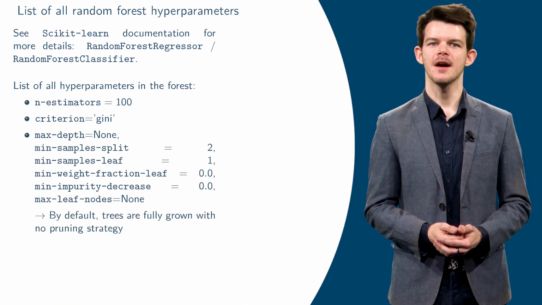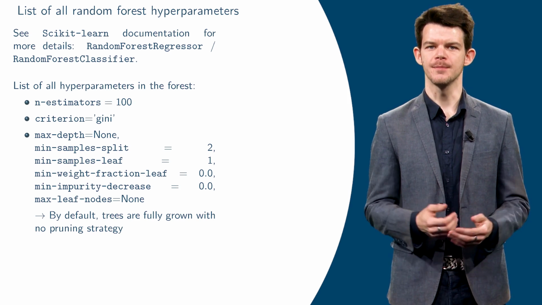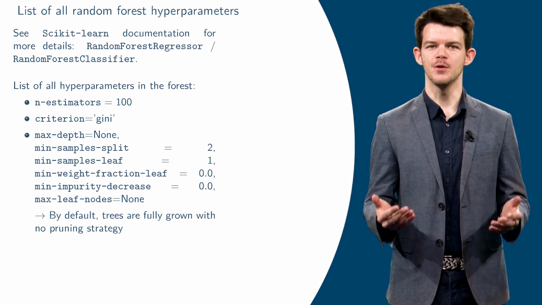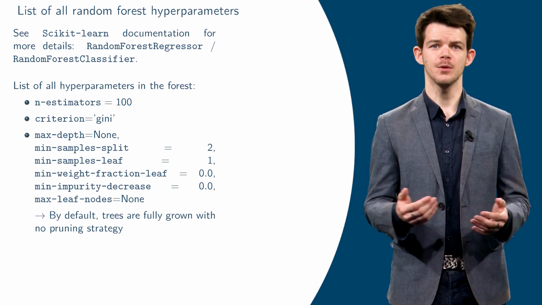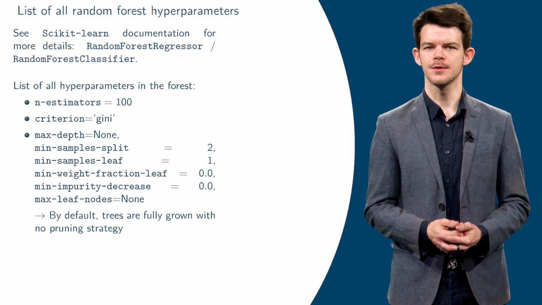Different hyperparameters are then used to specify the structure of the tree. By default, the trees are fully grown. The simultaneous use of default values for all these hyperparameters leads to trees with only one observation per leaf. By default, no pruning strategy is used.